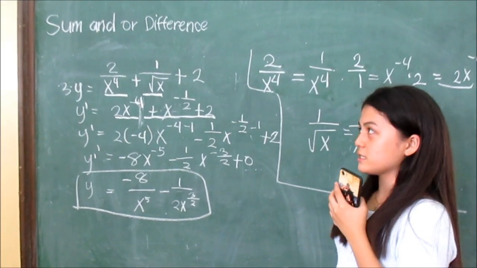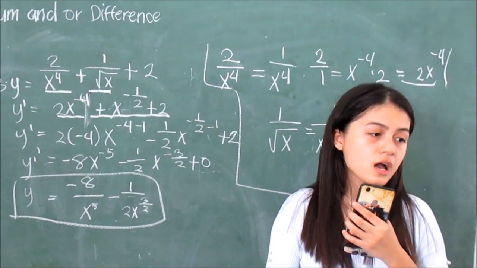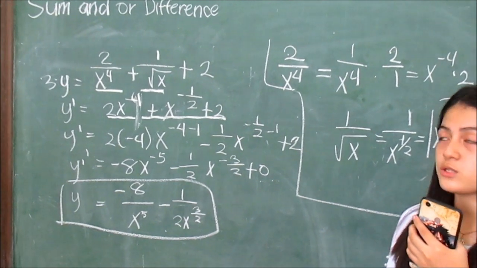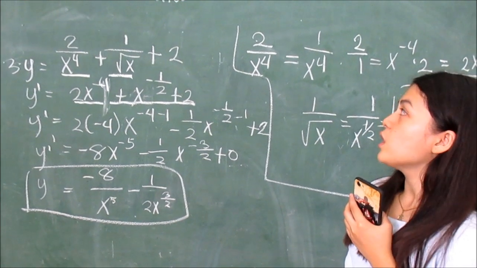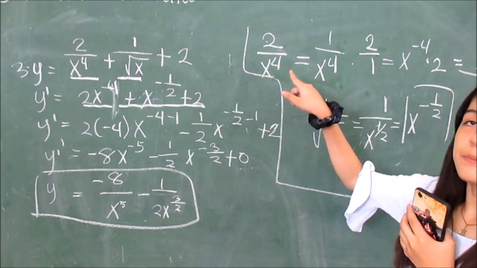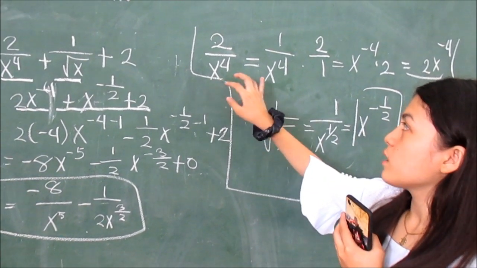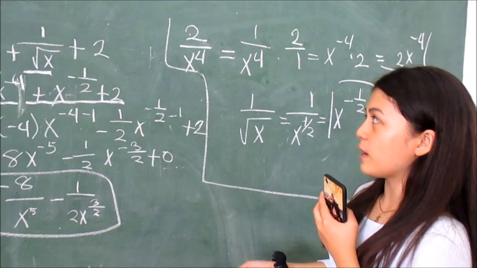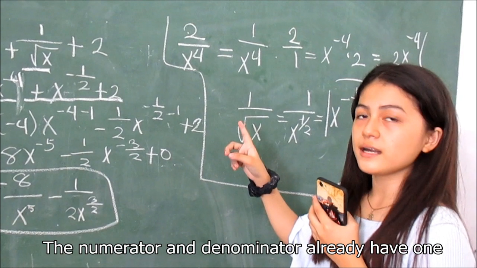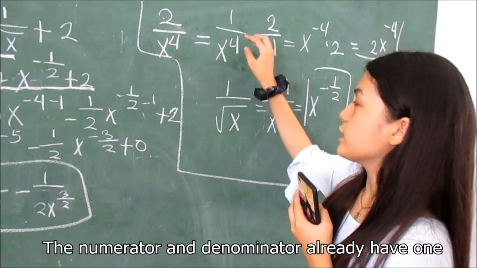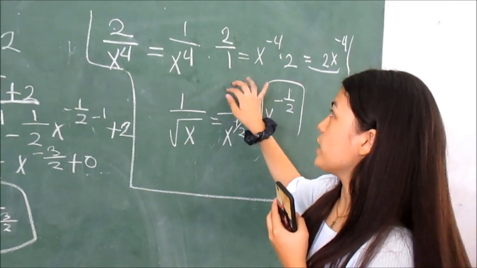So the last example is the difficult part. Since the given has a rational expression and a radical sign, we have to convert it first to exponential form. By getting the exponential form, we have to separate each numerator and denominator. When we separate the two, the numerator has a 1. This becomes 1 over x raised to the 4th power times 2 over 1.